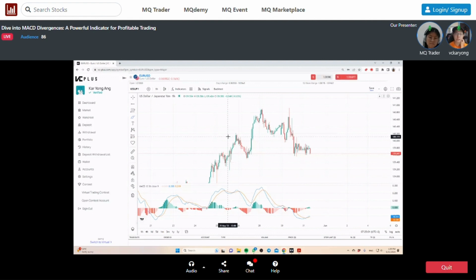So the indicators serve their purpose to give you a quick overview. For example, MACD gives you a quick overview of the trend direction that you want to focus on. It gives you a quick overview of momentum. And of course, we then use momentum to understand divergence.